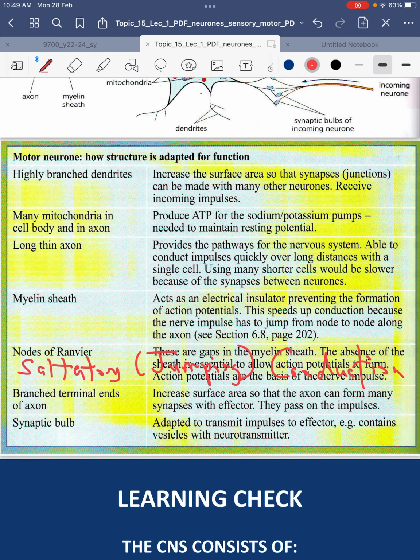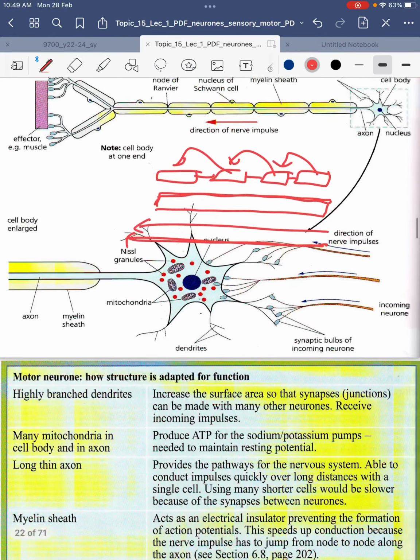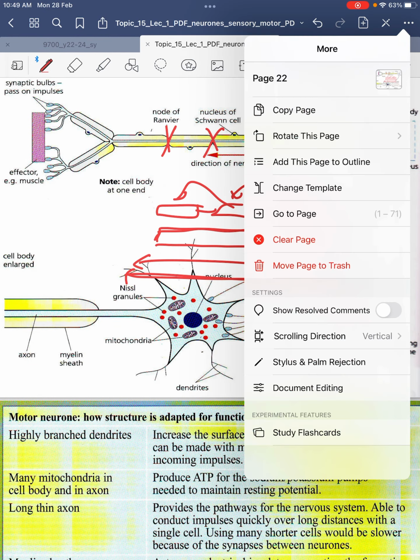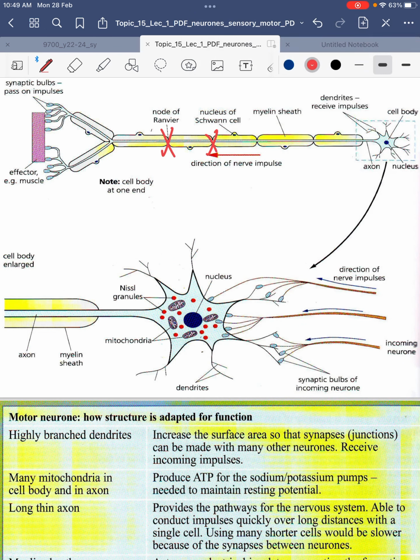So the presence of the nodes of Ranvier, meaning areas where there is no myelin shield, will allow saltatory conduction, meaning the electrical impulse or the nerve impulse will just jump very, very quickly in order to reach the effector. That's the purpose of the nodes of Ranvier.